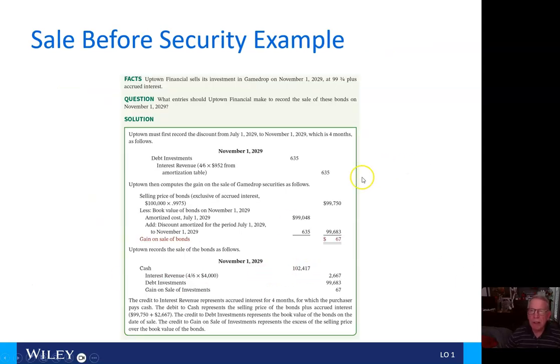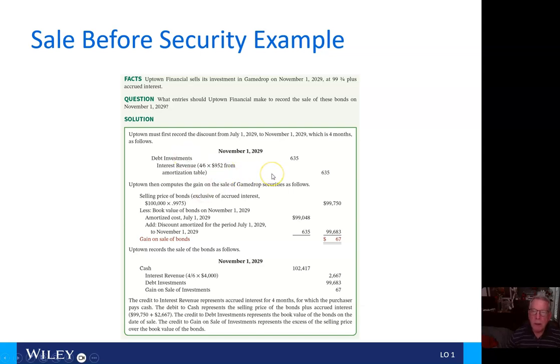So what happens if we sell that security before maturity? Now, we're going to use the same facts that we did just previously, except that on November 1, 2 months before the actual maturity at December 31, or January 1, 2030 to be precise, we're going to sell it at 99 3/4 plus any accrued interest. And then, so what entry should it record to record the sale of those bonds on November 1, 2029?